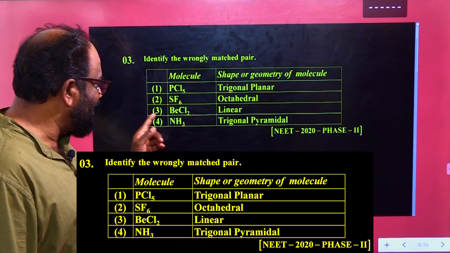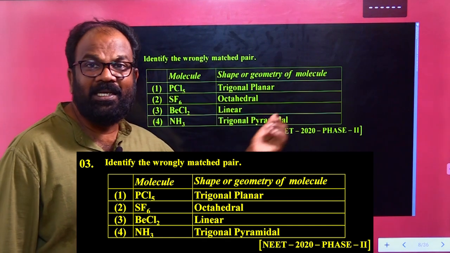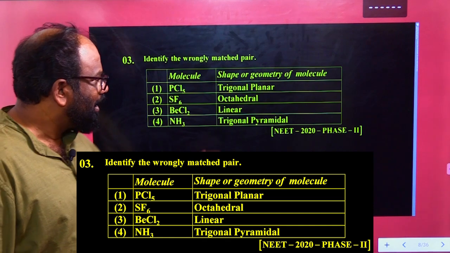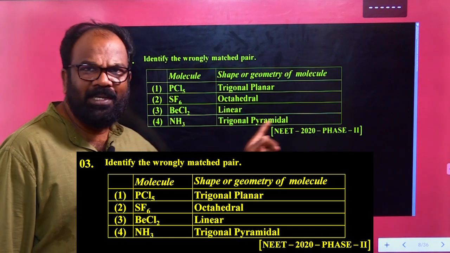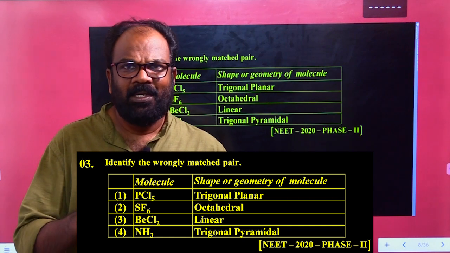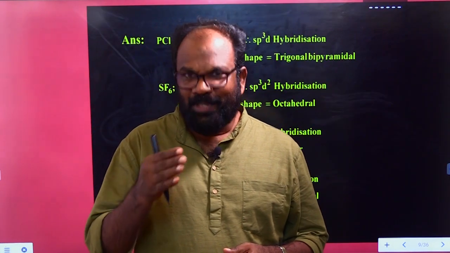In option number 3, BeCl2 is a molecule and its geometry is given as linear. And option number 4, the molecule is ammonia and its geometry is trigonal pyramidal. We need to find out the wrongly matched pair. You please listen. Now we can find out the geometry of molecules one by one.